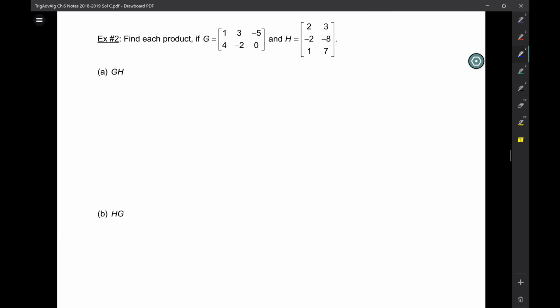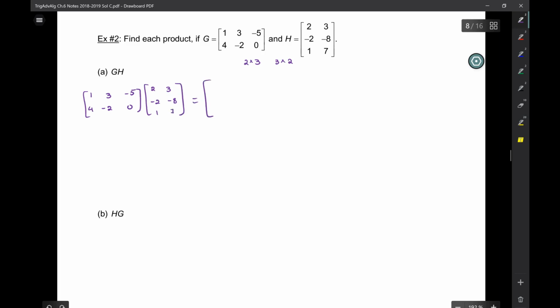Okay, question. GH. So let's figure out dimensions for G: 2 by 3 and 3 by 2. It's very important to write it here. So write this first: 2, 3, negative 2, negative 8, 1, 7. So it's going to be a 2 by 2, and I like to put in my slots. Okay? So now, here's how I do it.